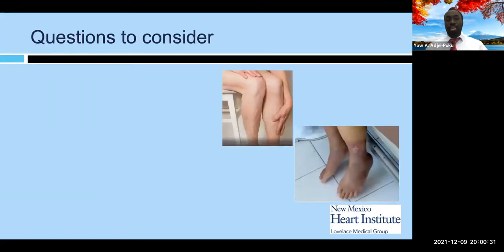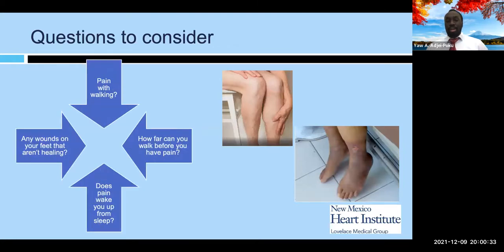So what are some of the questions that we ask patients to evaluate whether they have any sort of issues with peripheral vascular disease? So one is, do they have any pain with walking? How far can they walk before they have pain? Does the pain potentially wake you up from sleep? And are there any wounds on your feet that aren't healing?